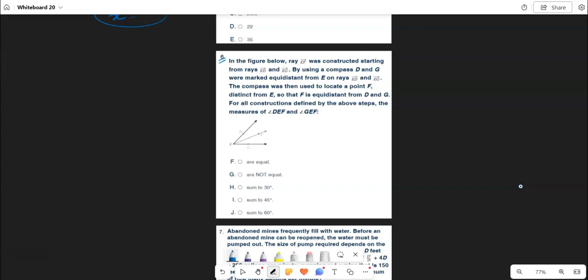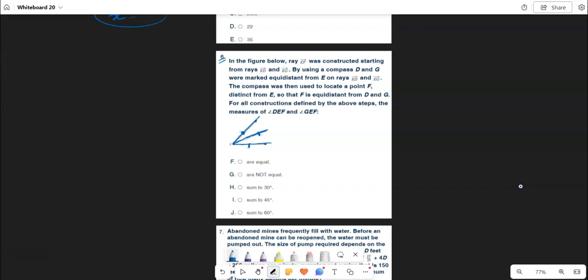In the figure below, ray EF, this is EF, was constructed starting from ray ED. This is ED and EG. So a ray is constructed here. Using the compass, D and G were marked equidistant, so these two points are equidistant from E. The compass was then used to locate the point F, so that F is equidistant from D and G.